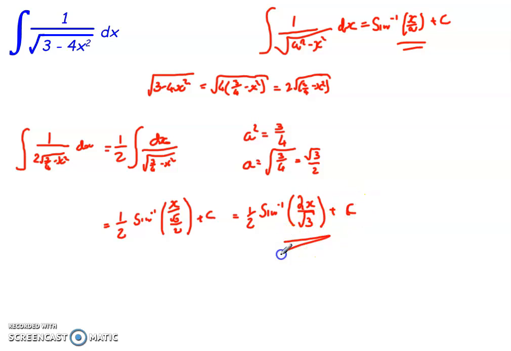So there we go, we've integrated that one there. The only extra step is getting rid of this coefficient of the x squared there, so that we end up with it in the right format of a squared minus x squared, not minus something times x squared. Just remember that to begin with.